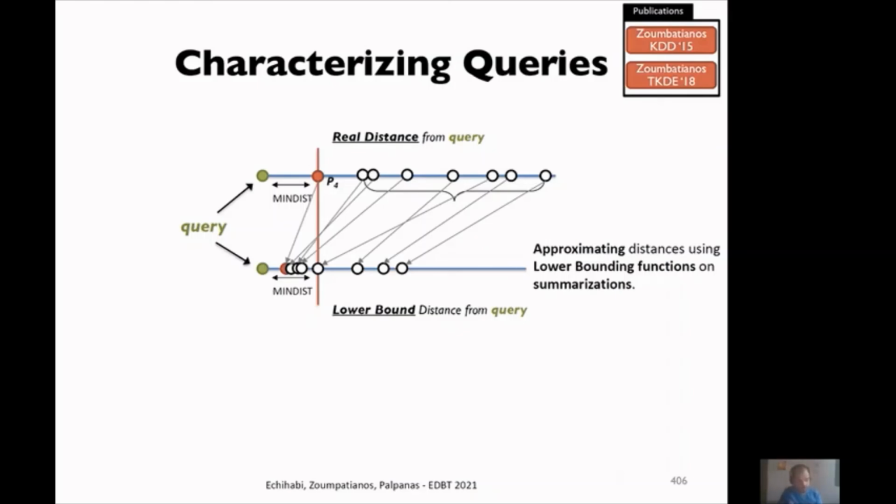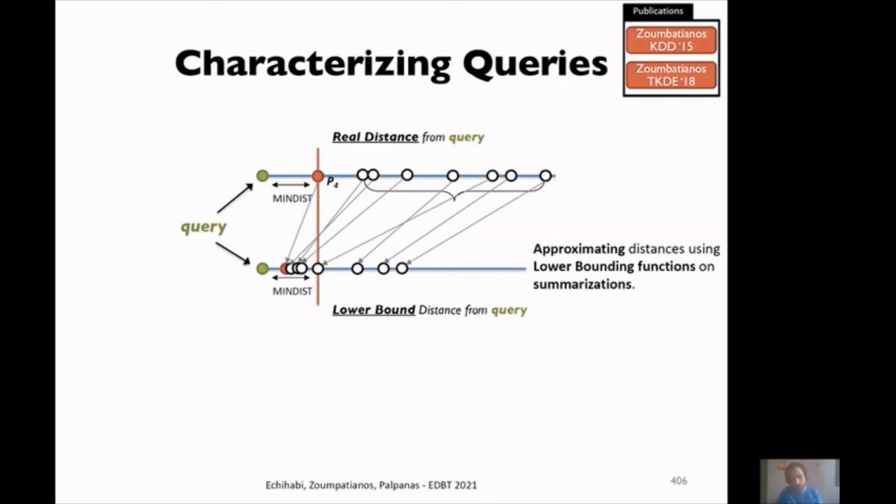If you have lots of time series that are very similar to your example, your query is very hard because it becomes very hard to distinguish which one is the closest. While if they are very far away, the query is super easy because it's very easy to distinguish that some of those are closer than others.